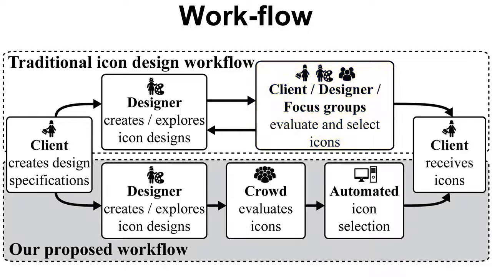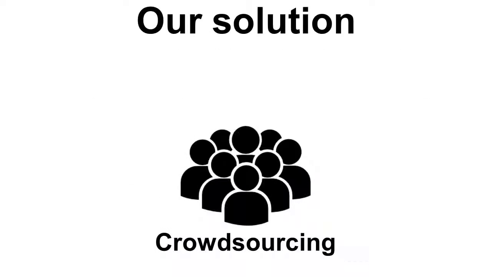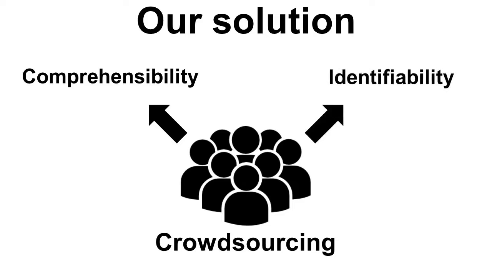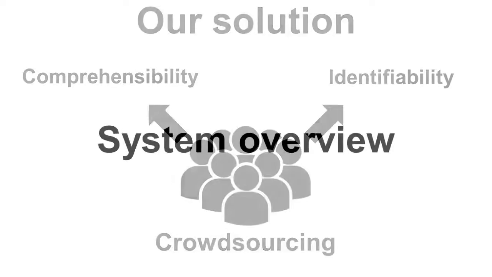We propose to use crowdsourcing to measure the end-user perspective and use this data to produce an icon set optimized for two properties: comprehensibility, by which we mean how well an icon is understood to represent a given concept or function, and identifiability, by which we mean how easily an icon is found among other icons.